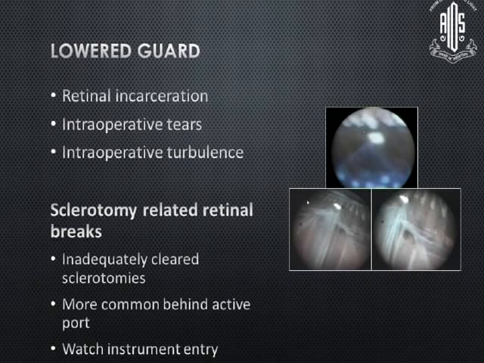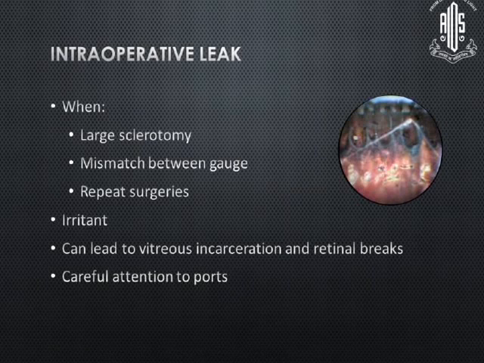So this risk is much more frequent if you have a frequent exchange of instruments in an off retina case before you remove the vitreous totally from the sclerotomy site. So when you start off, you first remove the vitreous at the sclerotomy site. Now, intraoperative leaks can happen when you have a large sclerotomy or if you have a mismatch between the gauge. In repeat surgeries, sometimes the sclerotomy can enlarge because the adjacent sclera is thin. So initially there may be a minor irritant by causing a hampered view or a low IOP, but it can lead to vitreous incarceration and retinal breaks, and therefore you need to make your ports very carefully before you embark on surgery.